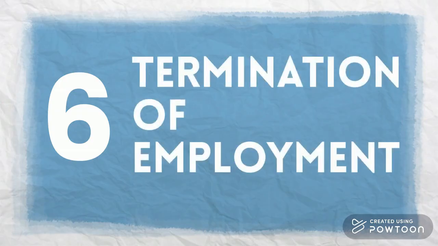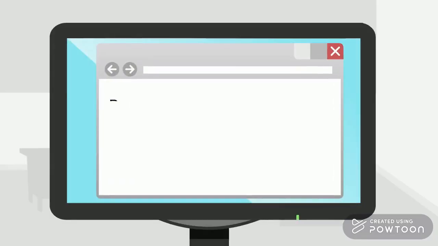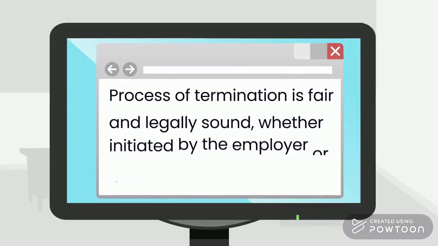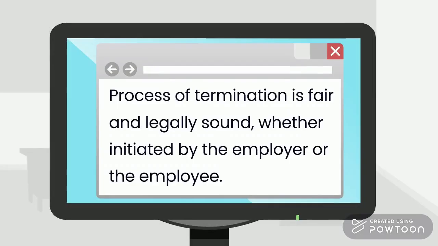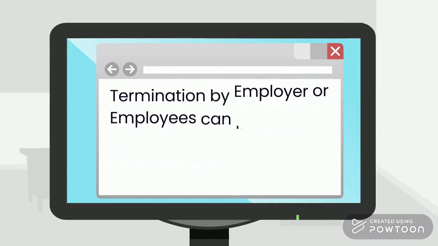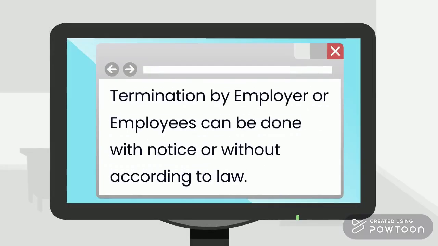6. Termination of employment. Process of termination is fair and legally sound, whether initiated by the employer or the employee. Termination by employer or employees can be done with notice or without, according to law.